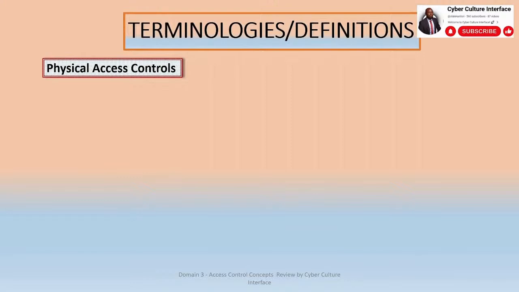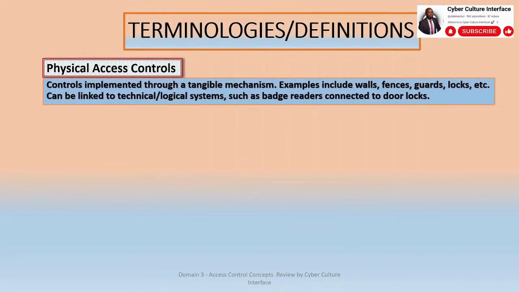Then we have physical access controls. These are implemented through tangible mechanisms like walls, fences, guards, logs, etc. These are things that are physical and you can handle. And then physical access control can also be combined with logical access. So it may require you providing something physical and also something logical.